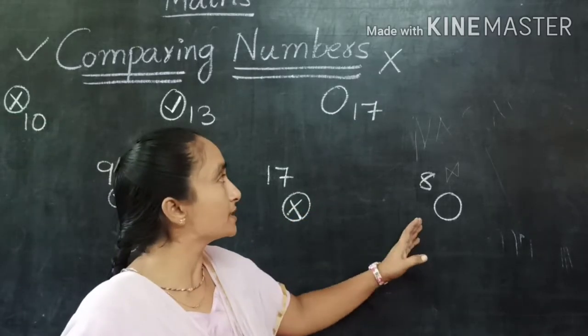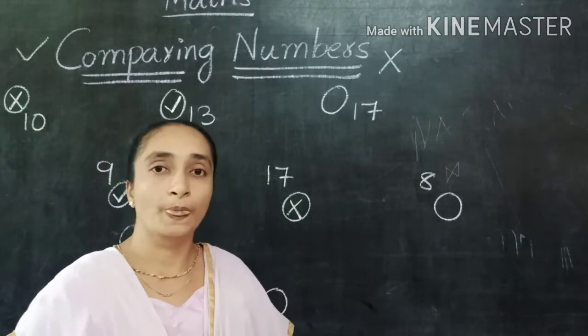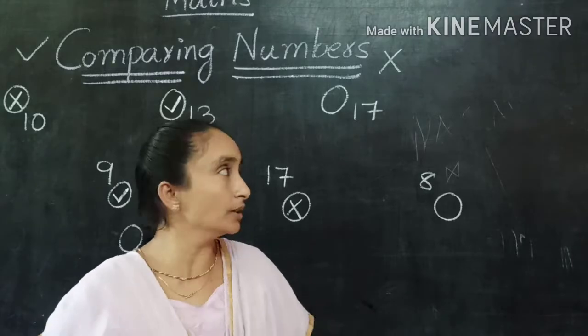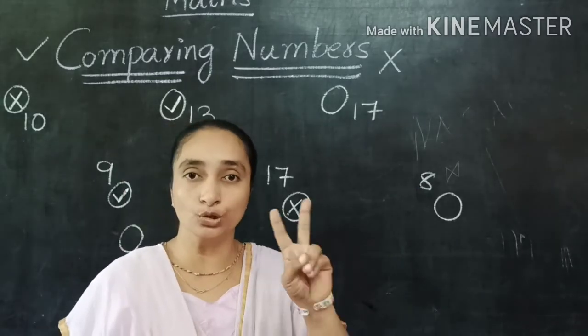Here is another pair of numbers, 17 and 8. 8 is a 1 digit number, and 17 is a 2 digit number.